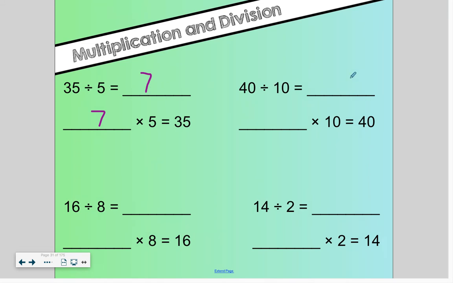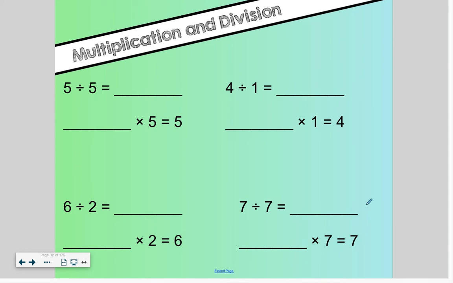Take a look at this problem, 40 divided by 10. Well, I know that 4 groups of 10 is 40, so that means 40 divided by 10 is 4. 16 divided by 8. Well, I know 2 groups of 8 is 16, so that means 16 divided by 8 is 2. 14 divided by 2. That's a problem I know because it's easier for me to split things in half. So I know that 14 divided by 2 is 7, and that means 7 times 2 is 14.